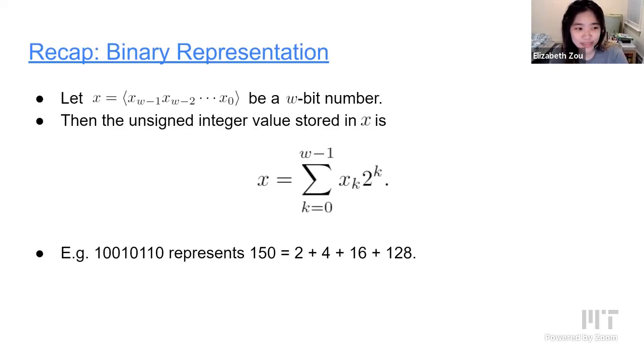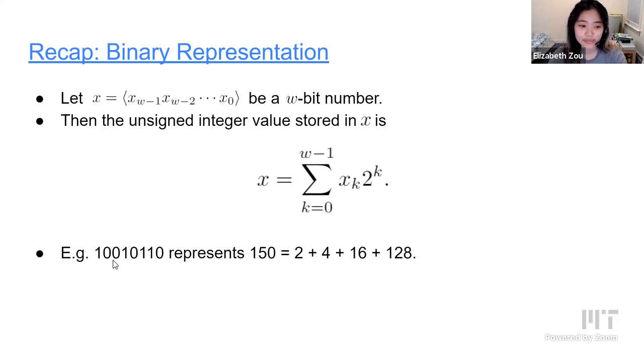I believe this was mentioned in yesterday's lecture, but as a recap, the binary representation of a W bit number, W as in width. So the unsigned integer value stored in X, given that X is that representation, is going to be this. And it's relatively simple. Basically, this is multiplied by 2 to the power of 0, this is multiplied by 2 to the power of 1, this is multiplied by 2 to the power of 2, etc.